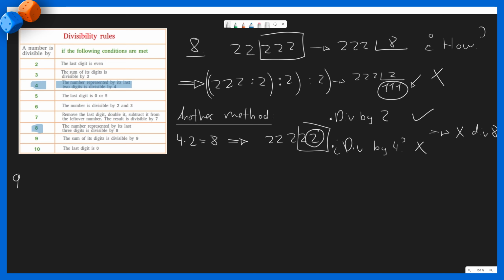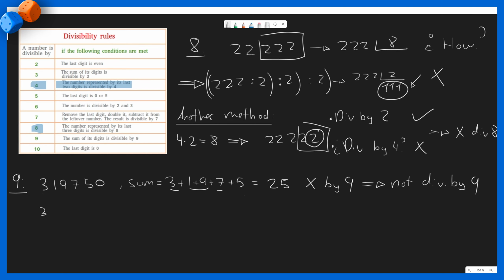Number 9. We'll check if a number is divisible by number 9 by summing all the digits of the number. If the result is divisible by number 9, then the first number is divisible by number 9. For example, 319,750 has as the sum of its digits 3 plus 1 plus 9 plus 7 plus 5, which equals 25. And we know 25 is not divisible by 9. Therefore, the first number is not divisible by 9.